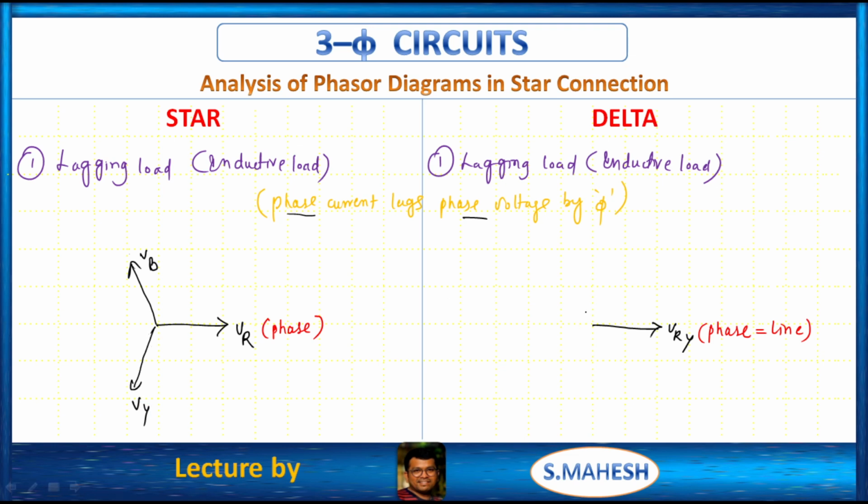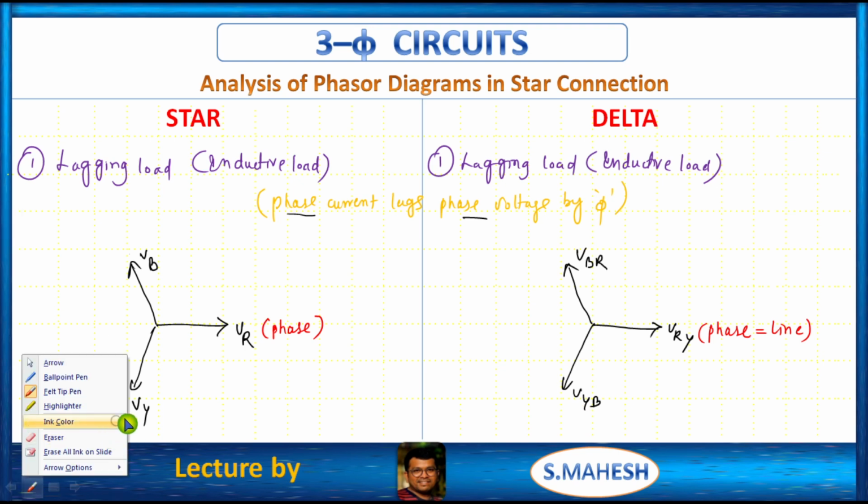Now, after 120 degrees of VR, what do we have? VY, then VB. Like that, we have VBR completed. Then see the load. The load is a lagging load. Therefore, the phase current lags the phase voltage by phi. Therefore, lagging means what?